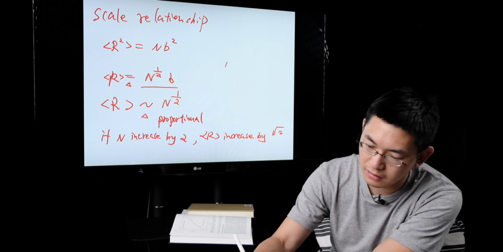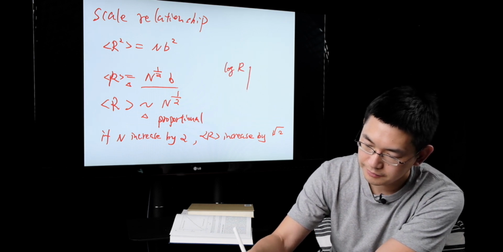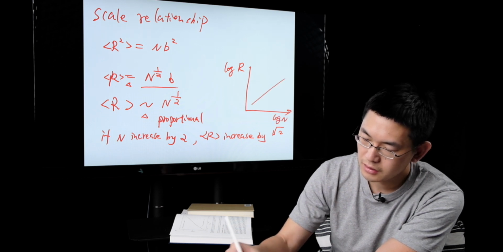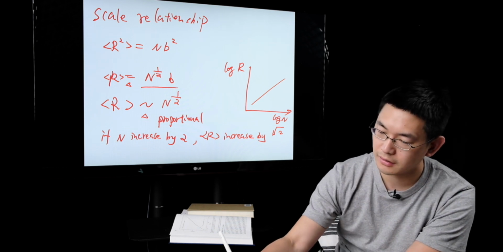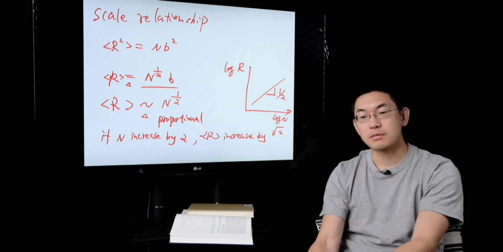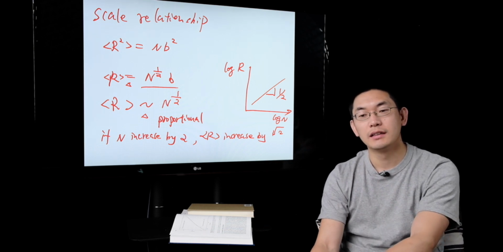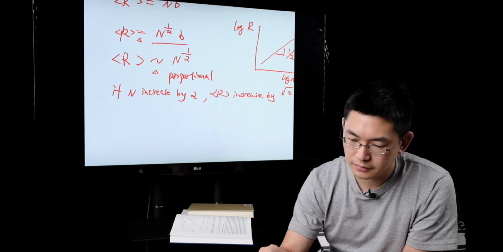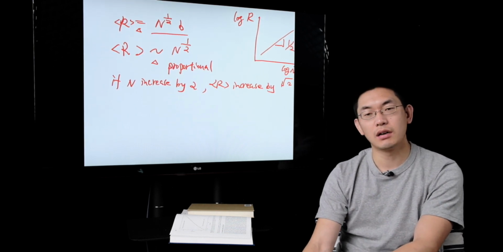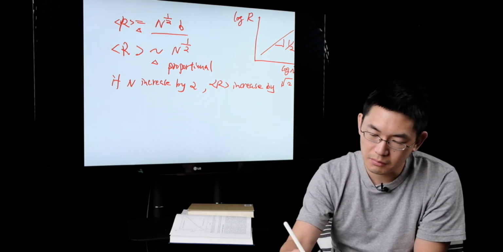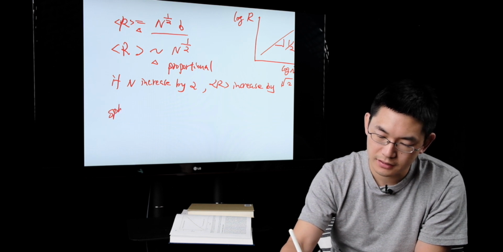If you plot log R versus log n, you would have a linear curve, and this slope would be equal to 1/2. It talks about how fast you can increase and expand. In another case, when we talk about other scaling relationships, this would be the coil. How about the sphere case?